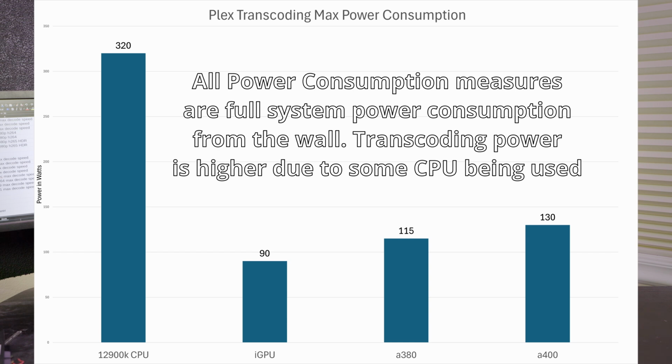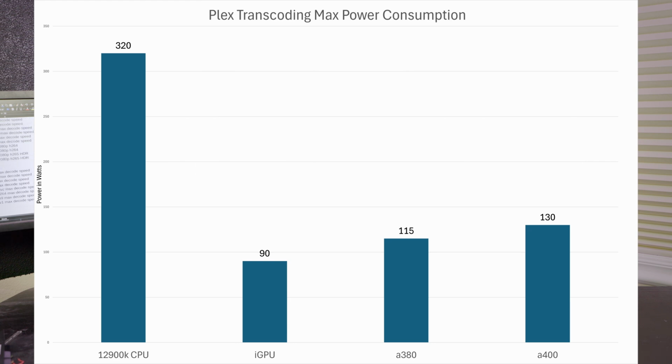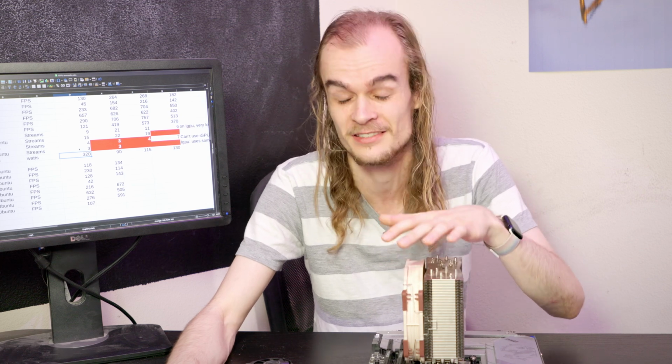When it comes to the amount of power consumption when doing the maximum amount of Plex streams they could do, about 90 watts from the wall when using the iGPU, 115 with the A380, and 130 from the wall using the RTX A400. And on CPU alone, I was pulling about 320 watts, showing how these 12th and newer generation Intel CPUs can suck up power if you let them.